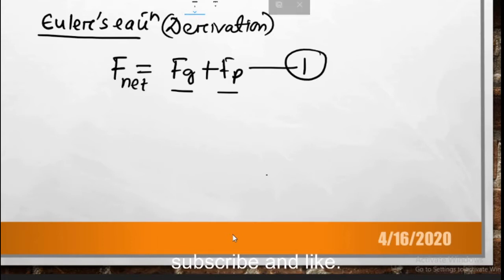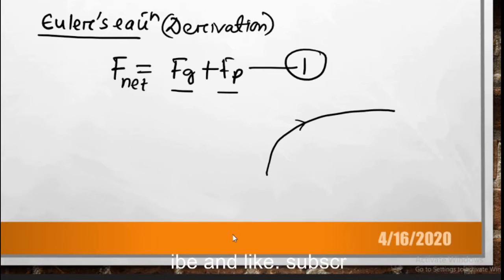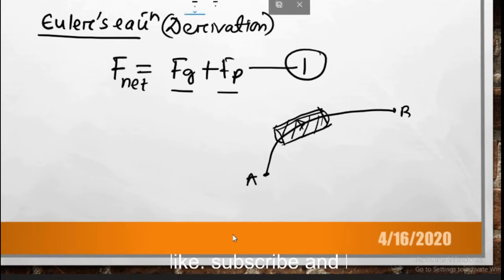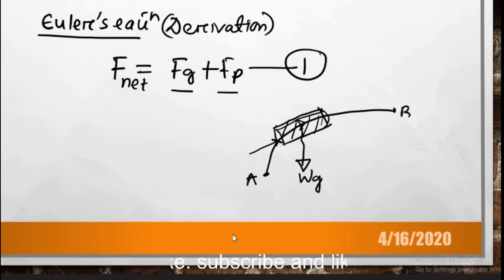So to find the actual Euler equation, we have to choose a streamline. This is the streamline along which the fluid flow is happening, and suppose this is point A and this is point B. Along this streamline, I consider a cylindrical part, and in this cylindrical part I will consider all the forces acting. First, the weight of this cylindrical fluid mass acting downward, that is the weight due to the gravitational force, and then the pressure force acting on it.